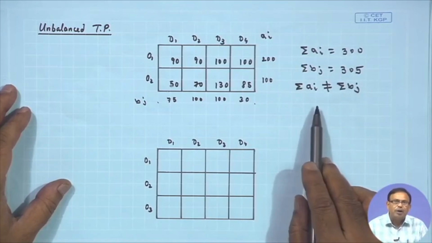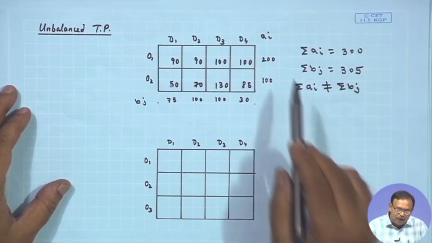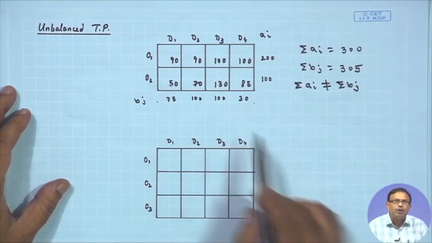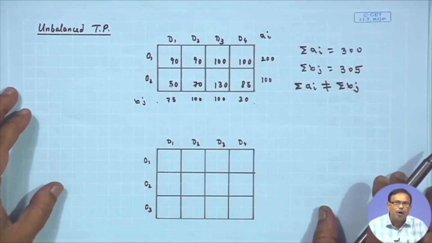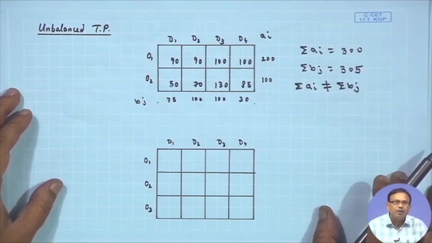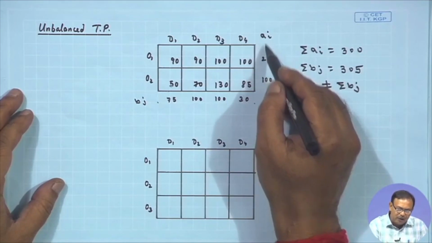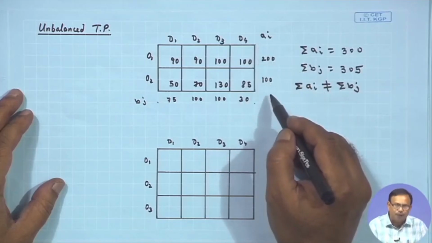Whenever summation Ai, that is availability, and summation Bj, the requirement, are not the same, then we call that transportation problem an unbalanced transportation problem. So, an unbalanced transportation problem occurs whenever summation of Ai is not equal to summation of Bj. Since the requirement exceeds the availability in Ai, there is a shortage. Therefore, what do I have to do?